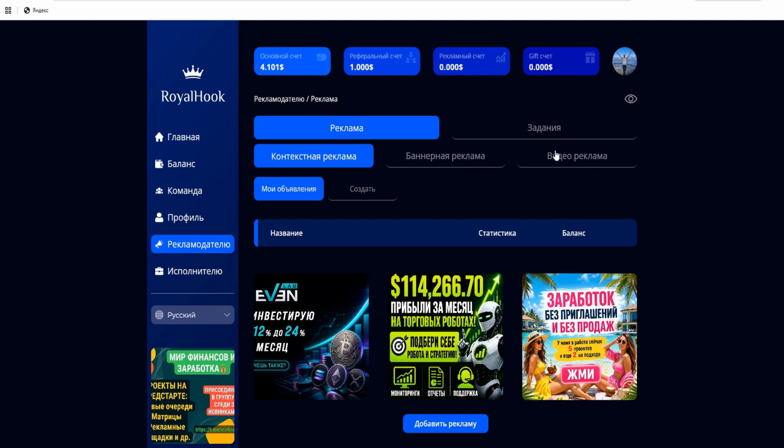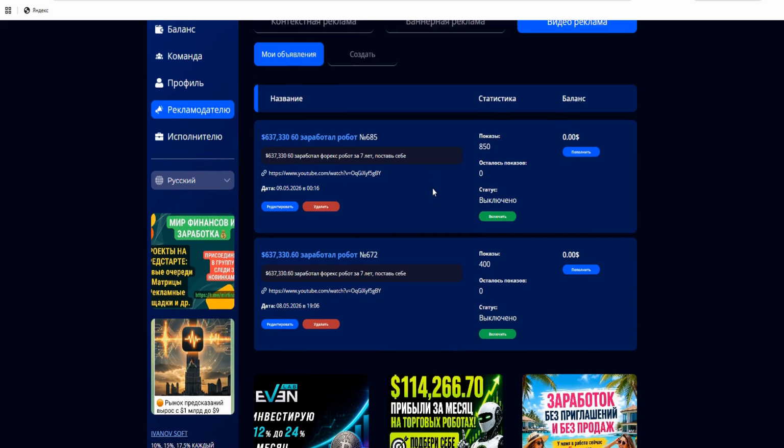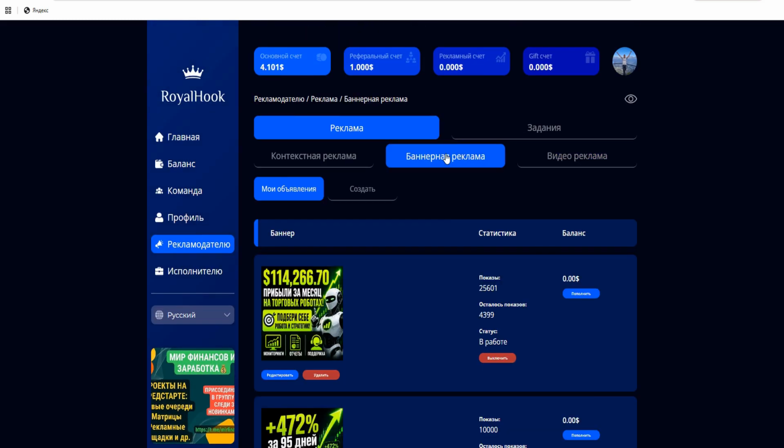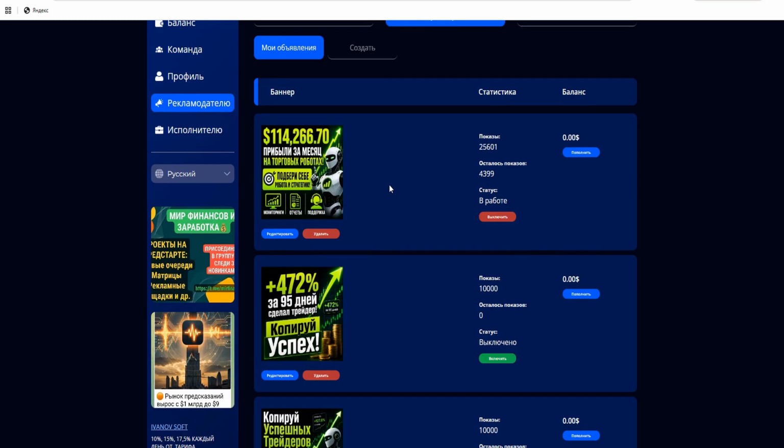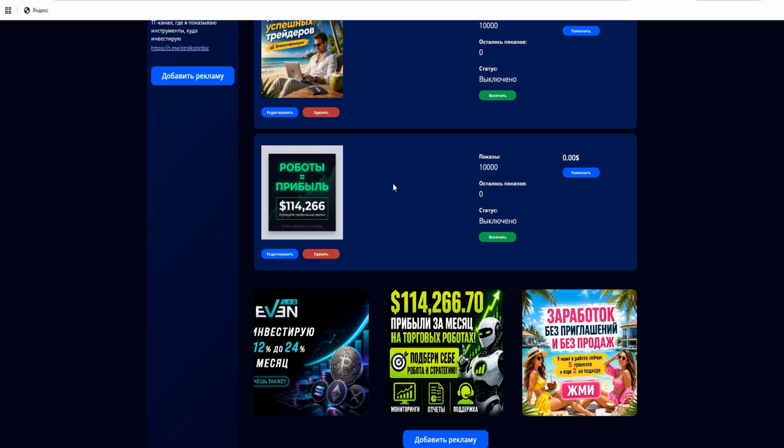But from the advertising account, you can also add video ads. So you get a 50% bonus when you top up from $100. If you top up $100, you get $50 extra to your gift account. The funds can only be spent on advertising, on banner and contextual ads, since this is an advertising service.